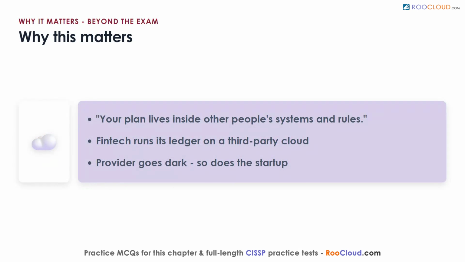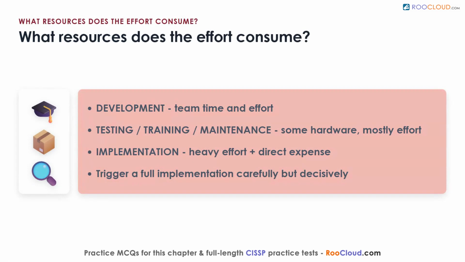Because your plan lives inside a web of other people's systems and rules. Picture a fintech startup that runs its entire ledger on a third-party cloud platform. If that provider goes dark and the startup never asked how resilient it was, the startup goes dark too. As a security professional, you are the one who traces those threads outward and makes sure none of them snap when the pressure comes. So what resources does a continuity effort actually consume?